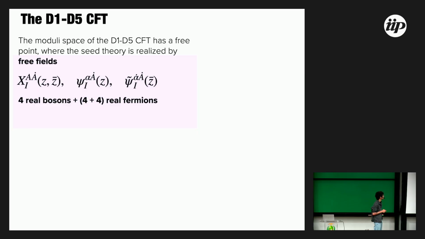In this free orbifold point, the fields are free bosons and free fermions, and you can organize them with indices like that. You have your 4 bosons, your 4 fermions, and actually you have a lot of them because you can change the copies, but they are all identical.